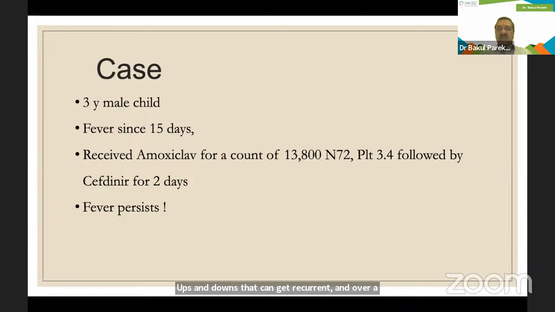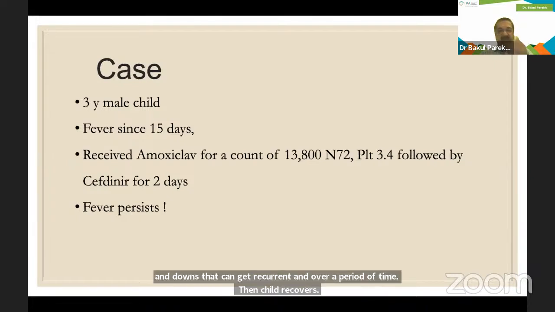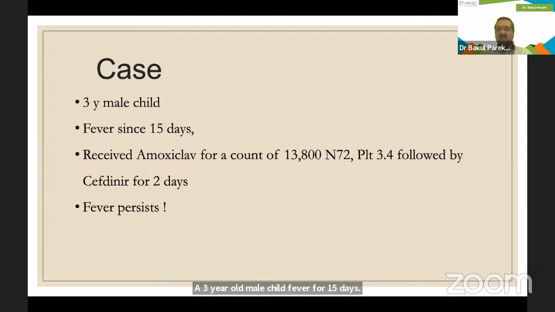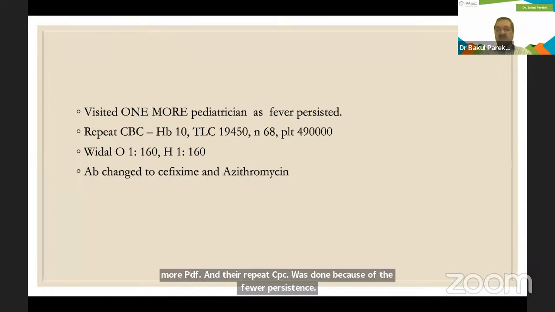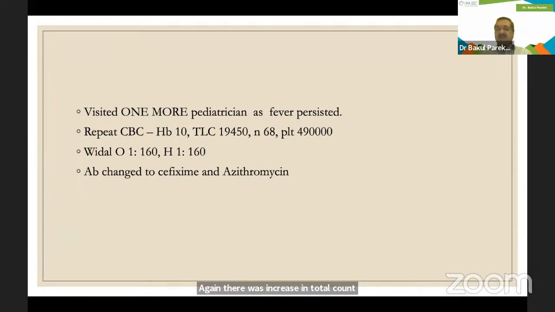A 3-year-old male child, fever for 15 days. He had received amoxicillin, with a count of 13,800, neutrophilia, platelets 3.4 lakhs, followed by another antibiotic for 2 days. And still the fever persisted, so even a third antibiotic was started. We saw him after one more pediatrician, and a repeat CBC was done because of the fever persistence. Again there was an increase in total count with neutrophilia, and now platelets are 4,90,000.